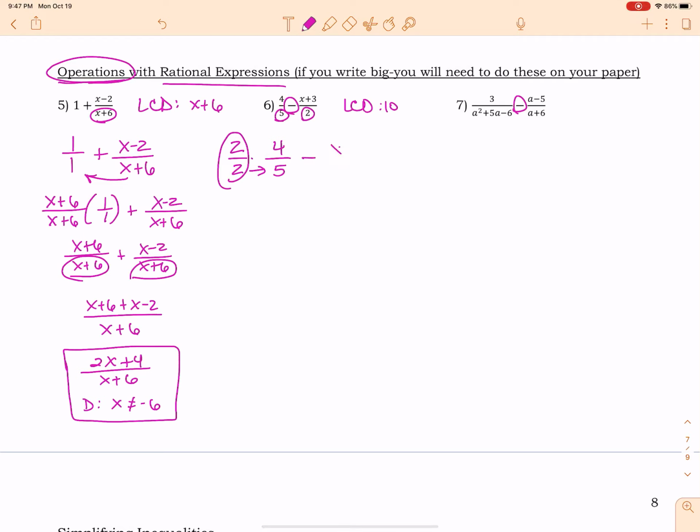And then the subtraction, x plus 3 over 2. What do I need here to give me a 10? I need a 5, so I'm going to multiply this by 5 over 5. I can't multiply it by 1 over 5 because that will change the value of this fraction. I can only multiply it by a form of 1. So what is this going to give me? This is going to give me 8 over 10 minus x plus 3 times 5 over 10. We have to distribute this.